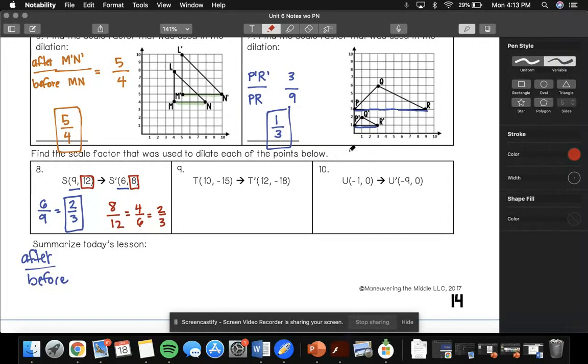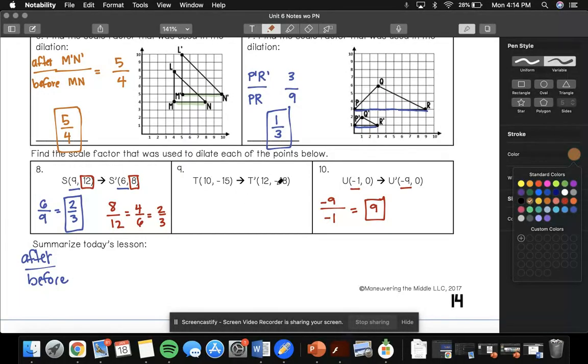Okay. So we're going to check. This is our before, our U to our U prime. So I'm going to compare -9 to -1, which is equivalent to 9. So this is a scale factor of 9. Okay, this is really hard to use to check because 0 to 0, whatever you multiply by 0 stays the same. So this is just our scale factor of 9. So we had to use the x coordinates to figure that out. All right, the final one you guys are going to try.